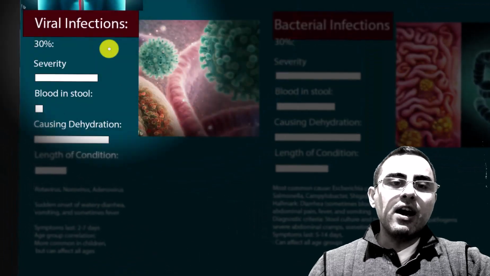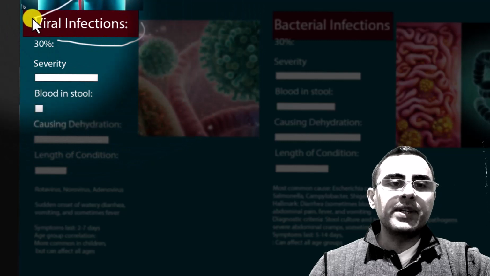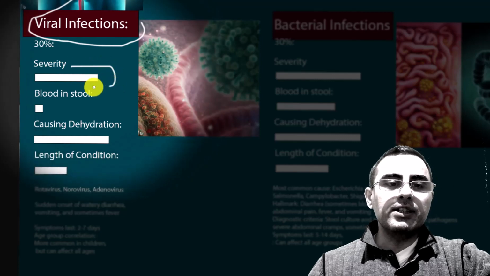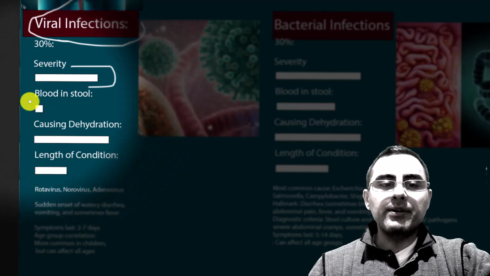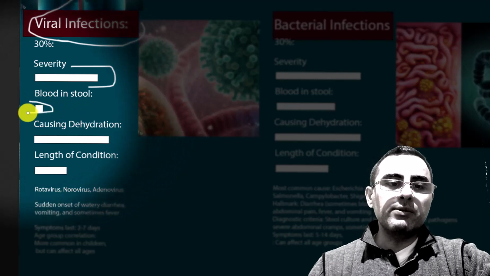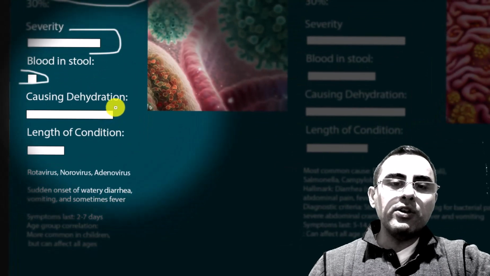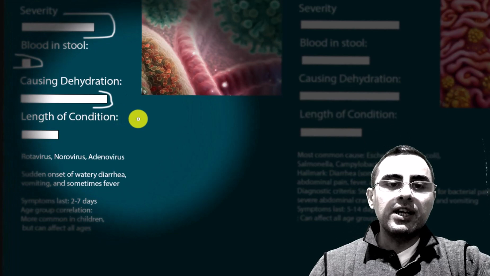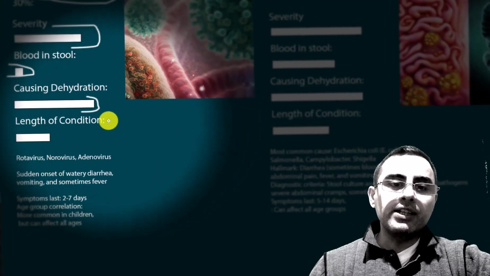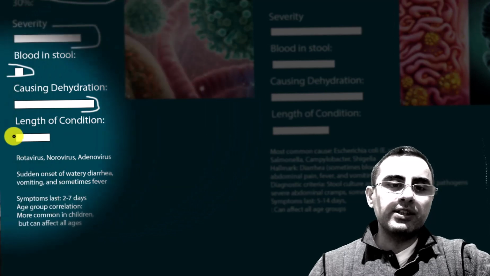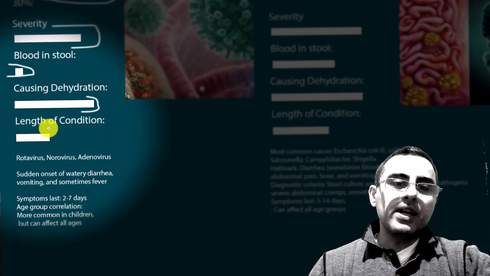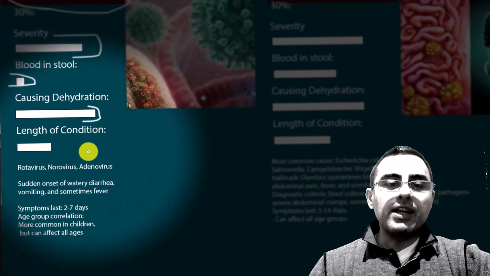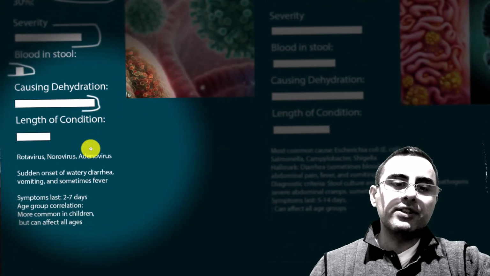Viral infections are the most common cause of diarrhea. It occurs in 30% of cases. Severity is usually moderate. Blood in the stool occurs very rarely, but stool is usually watery. It can cause dehydration, and dehydration can have serious consequences, electrolyte imbalance, and even death, especially in children. The condition usually lasts several days, from 2 to 7 days, and in most cases viral infections are self-limiting.